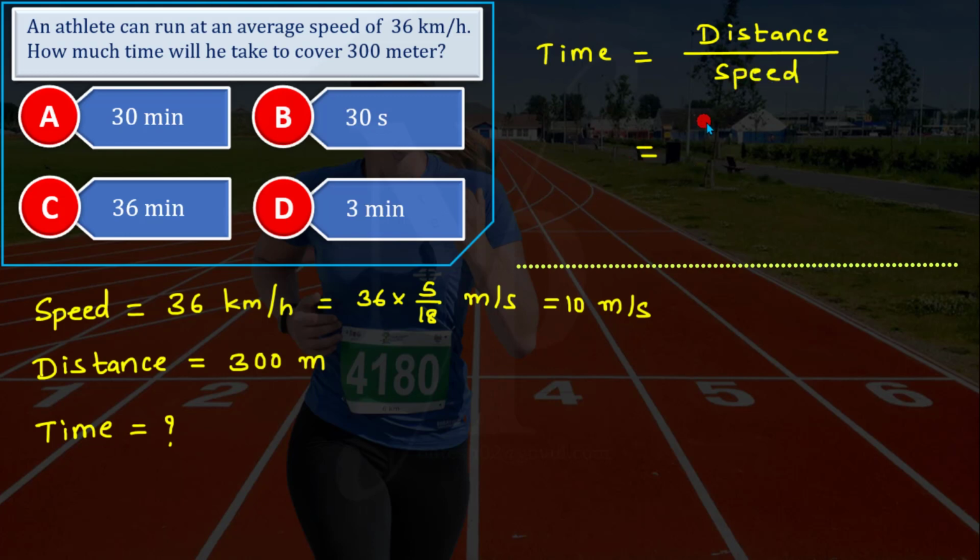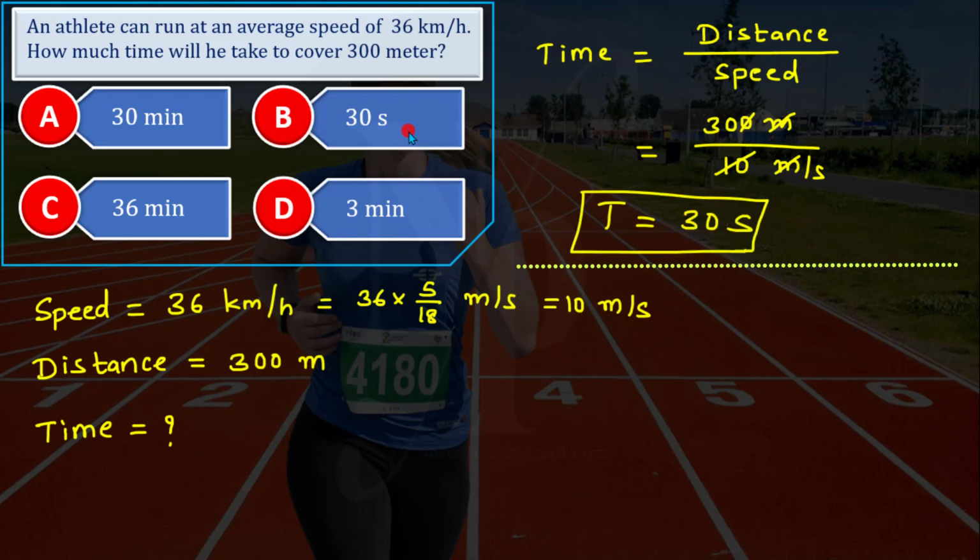Now to calculate time, time is equal to distance divided by speed. Distance is 300 meters. Speed is 10 meter per second. So 10 will be cancelled with this 10 and meter cancels. This second in denominator of the denominator goes to numerator. So the time is 30 seconds, which is in answer option B. So answer option B is the correct answer for this question.